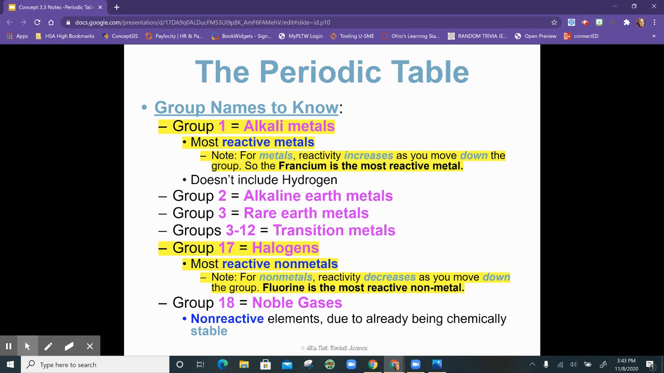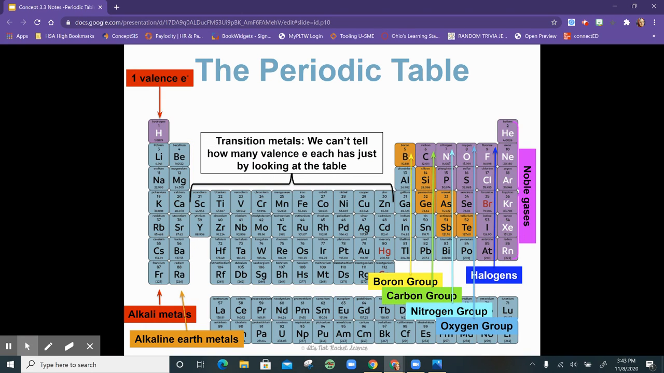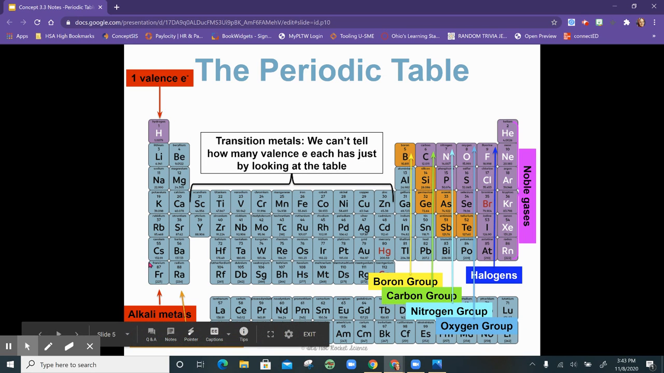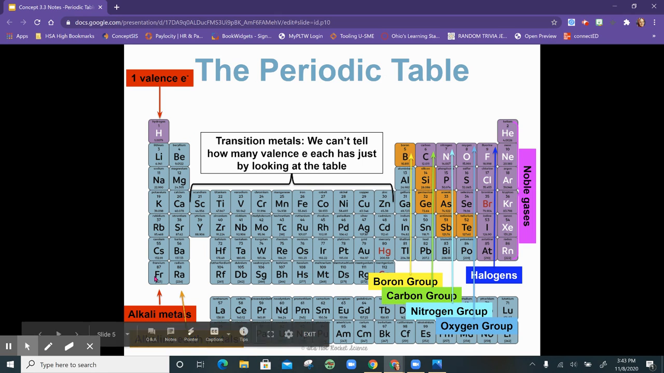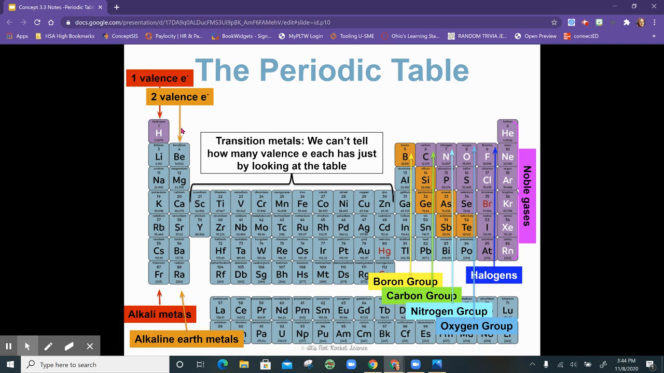That's why they're called noble, because they're rich and they are already stable. Okay, so let's look at this periodic table. The first group, group 1, all have one valence electron in their outermost shell, and these are called alkali metals. The second group is called alkaline earth metals, the orange one. They have two valence electrons, and at the center we call these transition metals.